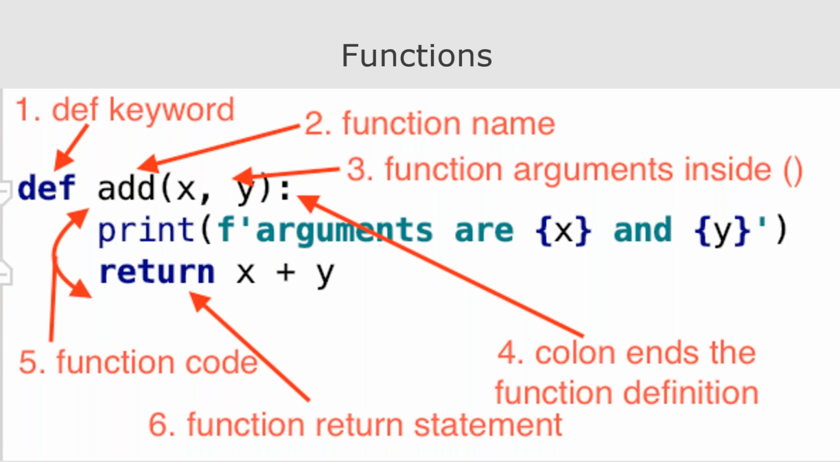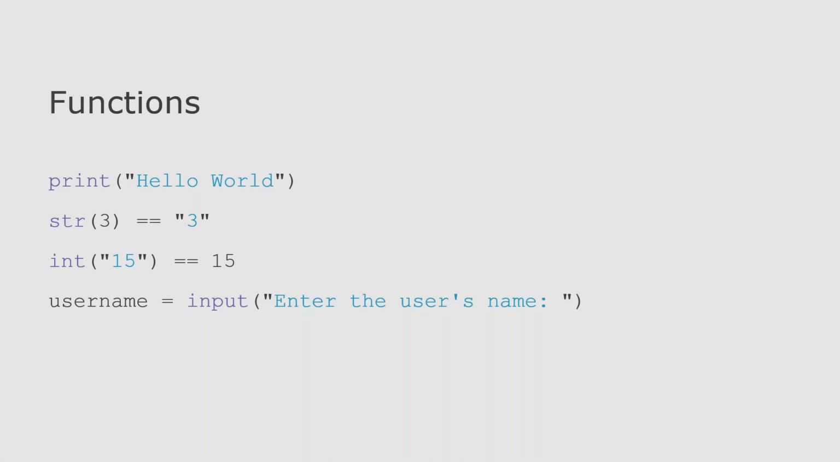So understand some of the points here, like the colon, the function code, and the function return statement and all stuff like that. This is the way to define a function. Usually functions can be one line, 50 lines, 60 lines, 70 lines. It depends on your requirement, what you want to do with that function.